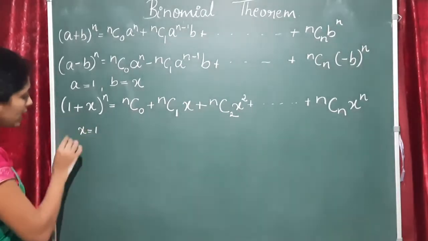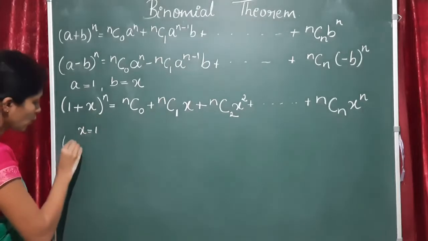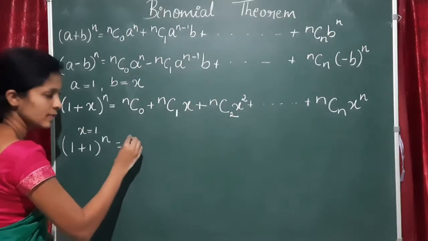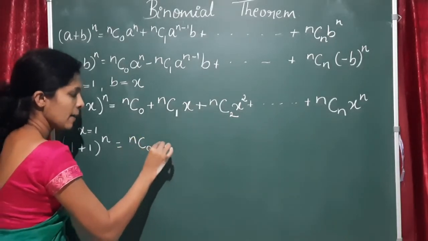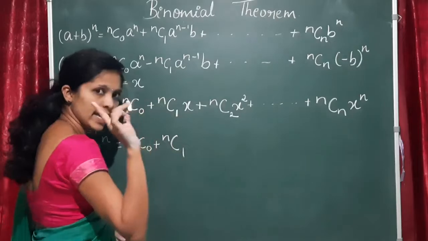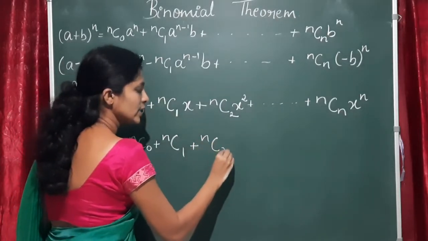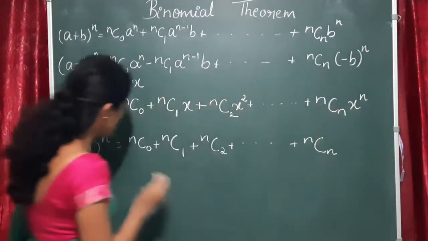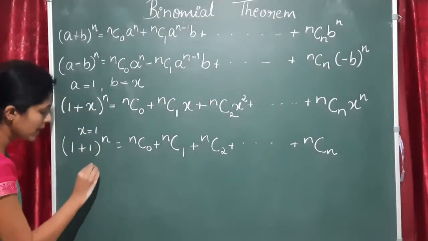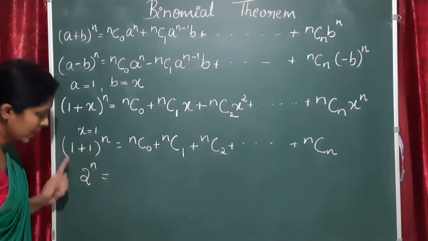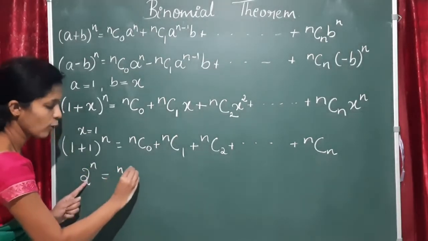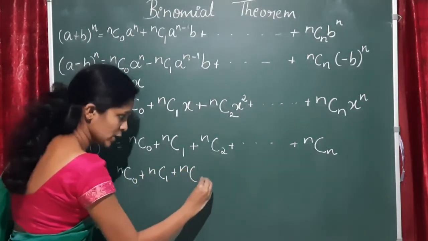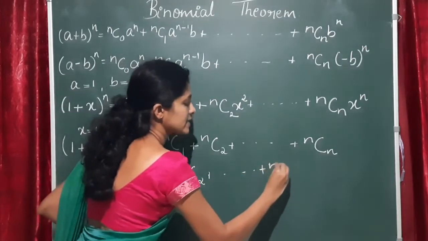Now what happens? 1 plus x is 1. So (1 plus 1) whole to the power n will be equal to nC0 plus nC1, again x is 1, plus nC2, x is 1, last term will be nCn. So that means 1 plus 1 will be 2 to the power n. This you have studied in the combinations, right? 2 to the power n is equal to nC0 plus nC1 plus nC2, so the last term will be nCn.